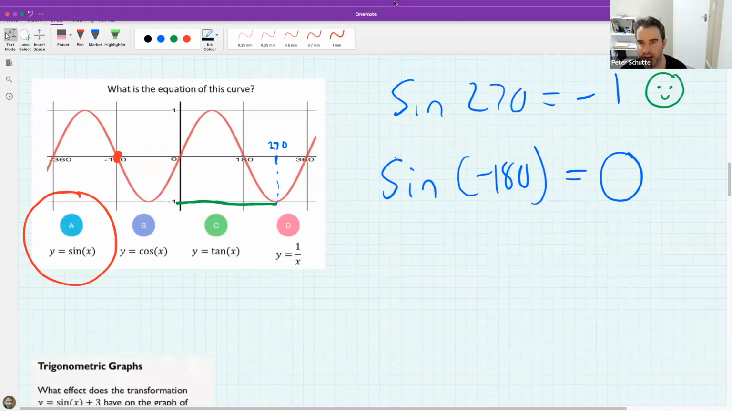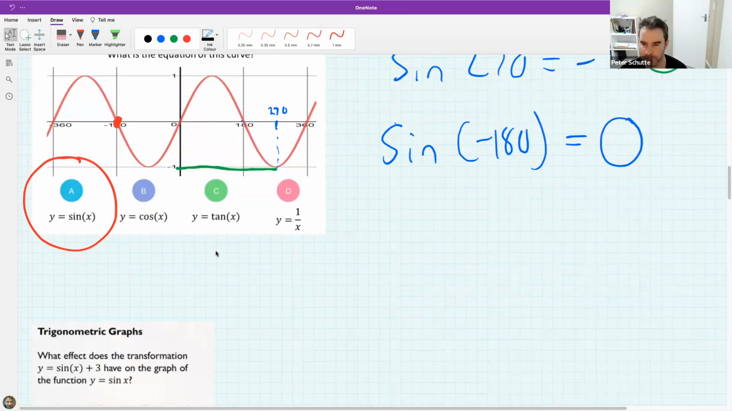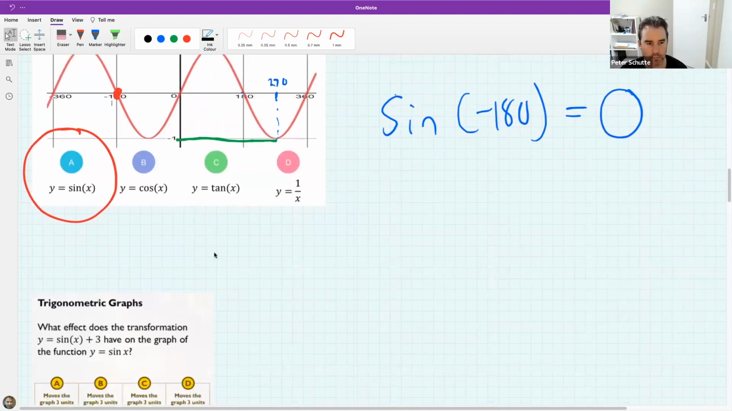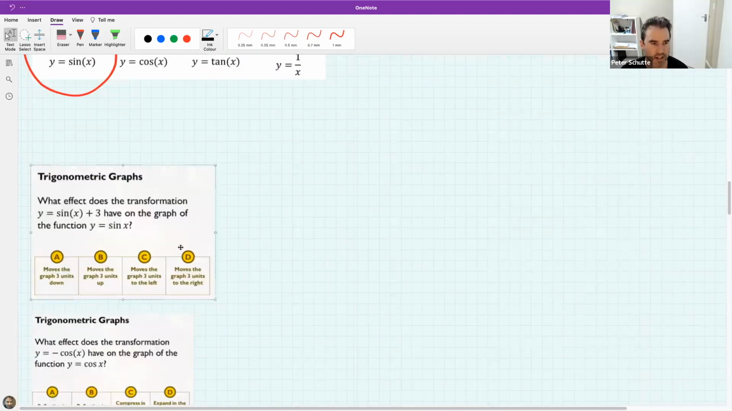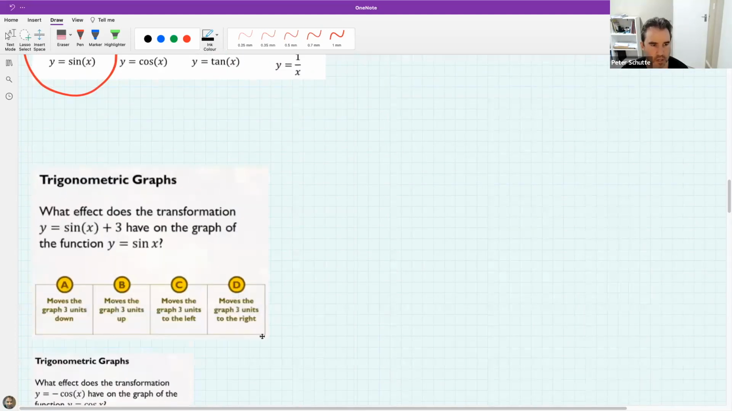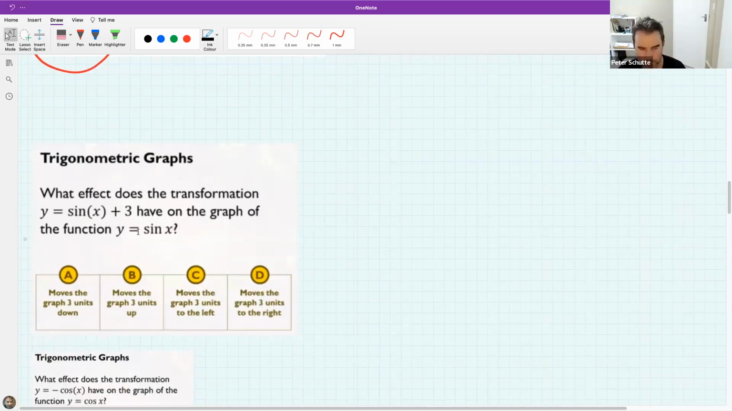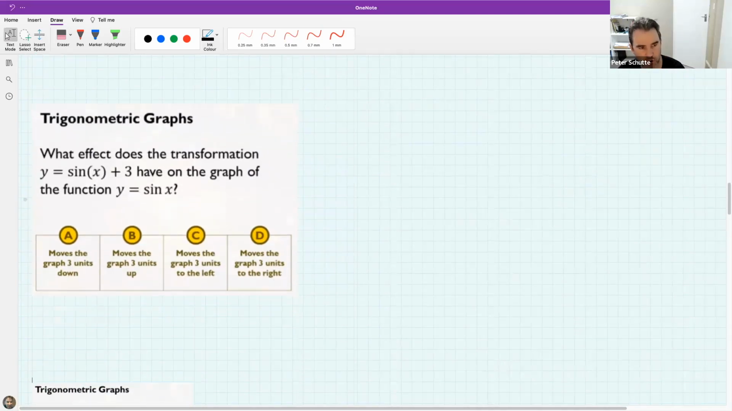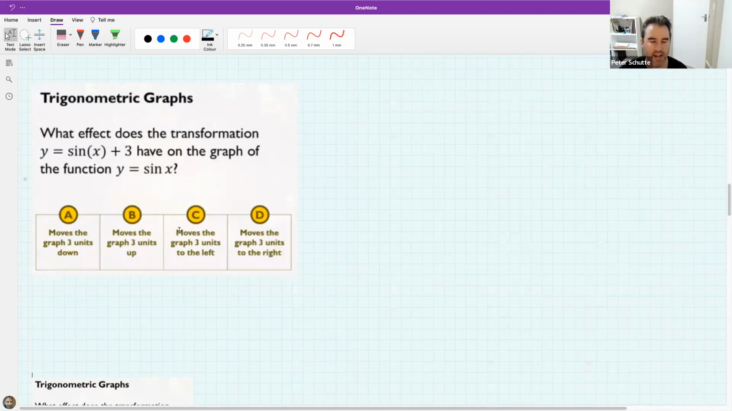Okay, so we've covered the 3 basic graphs. And I think we're getting a bit more comfortable. So let's ask ourselves another question. If I said to you, what effect does the transformation sine of x plus 3 have on the graph of the function y equals sine x? So instead of this being, I want to know which one, what do you think happens here?